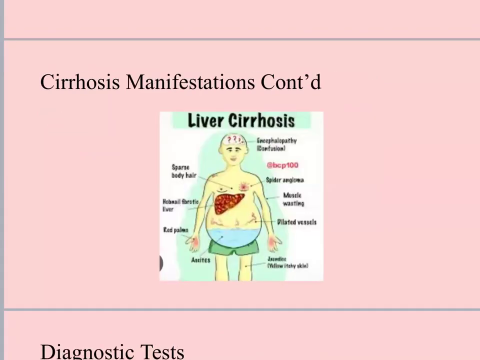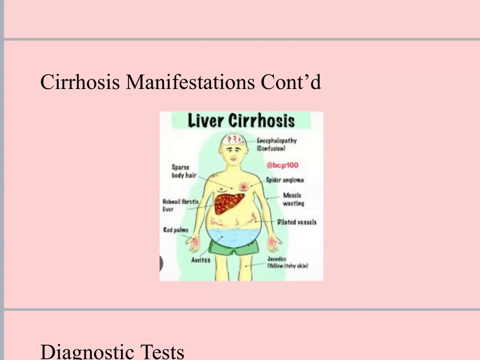These are some of the manifestations of cirrhosis. We have sparse body hair and a fibrotic liver. I haven't really noticed the red palms as much, but ascites is a big thing. You can see that the stomach is distended, and even if the patient is male, it almost looks like a pregnant abdomen. It is just so taut. You can touch it and it feels like it's going to burst. There's so much pressure.